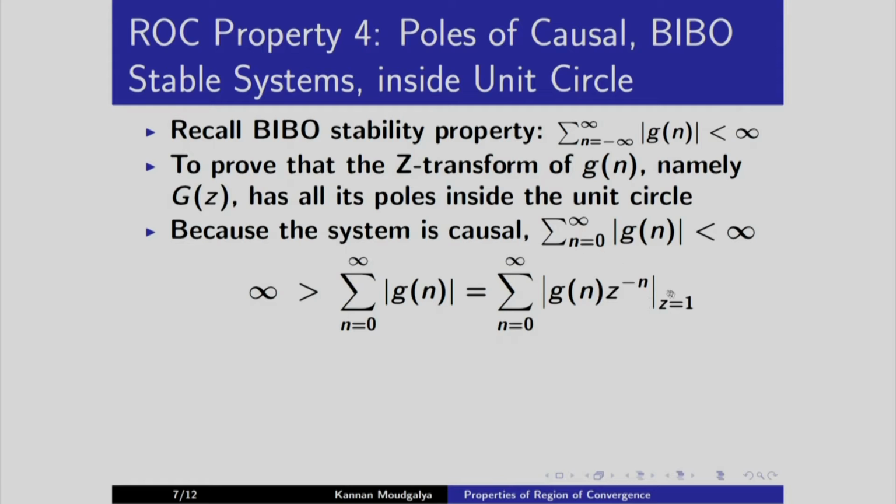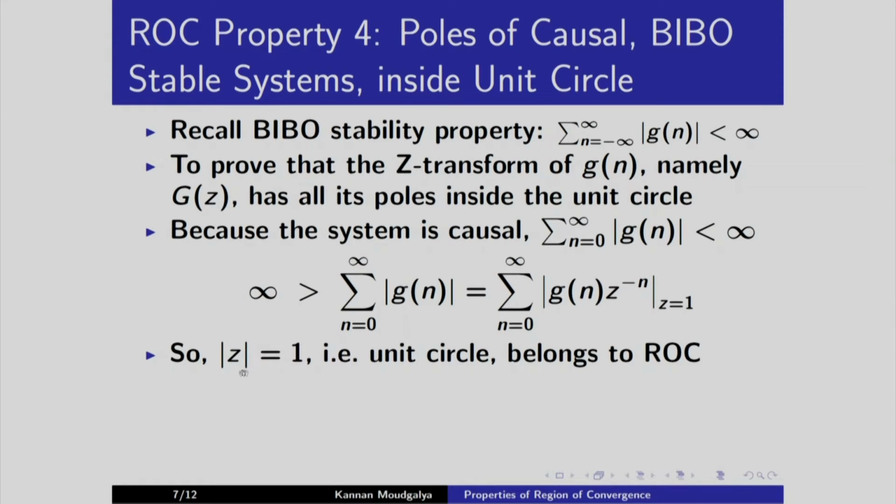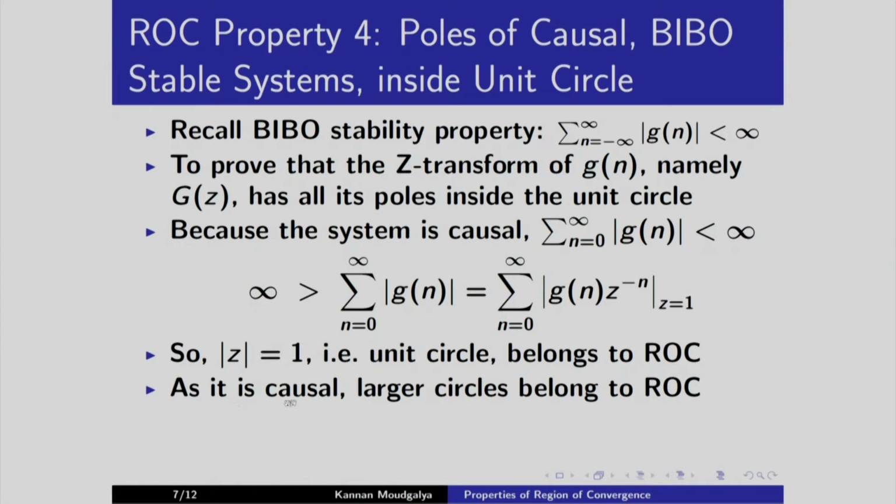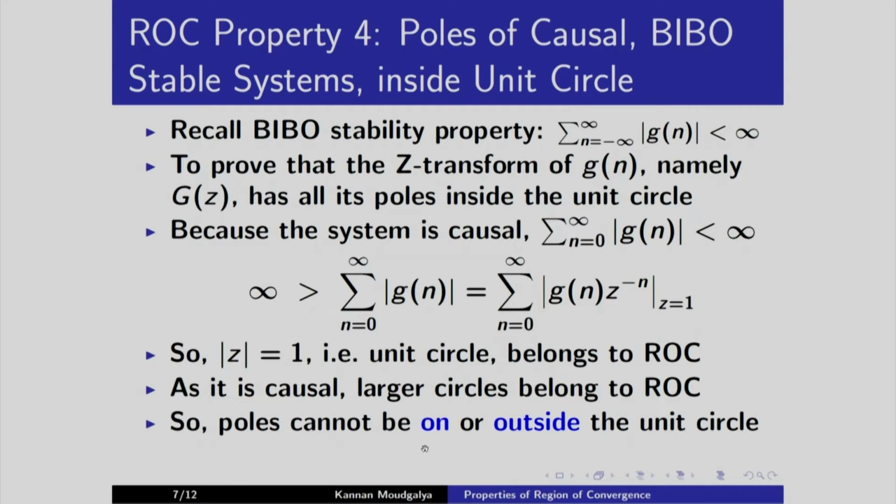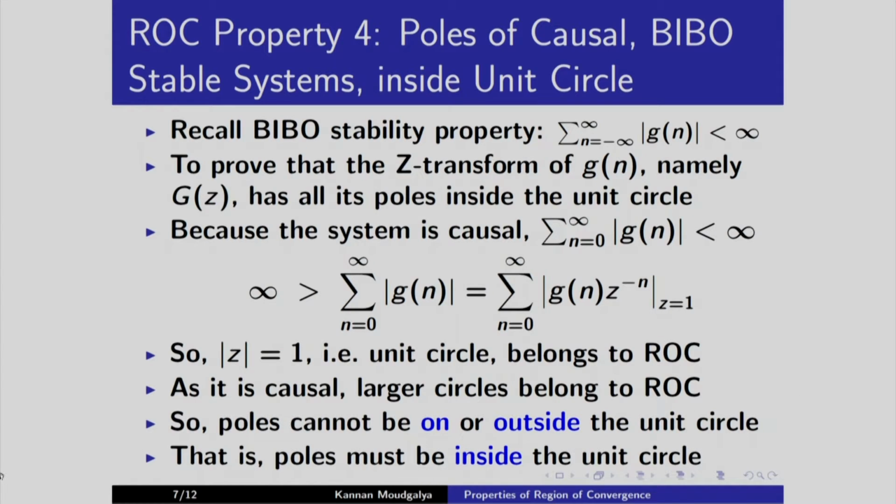And what is this? If you leave out this z equals 1, this is nothing but absolute convergence of the Z transform. So we say that absolute Z equals 1, that is the unit circle, belongs to the region of convergence. As it is causal, larger circles belong to the region of convergence. We showed it in the previous property, and poles cannot be a part of the region of convergence. So poles have to be on or outside the unit circle, because this is the region of convergence. So poles must be inside the region of convergence.